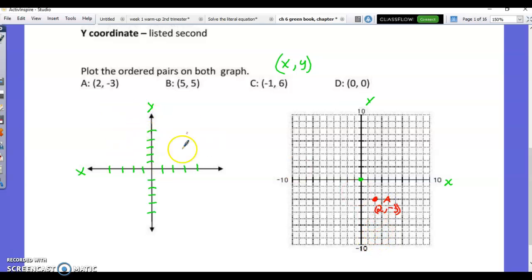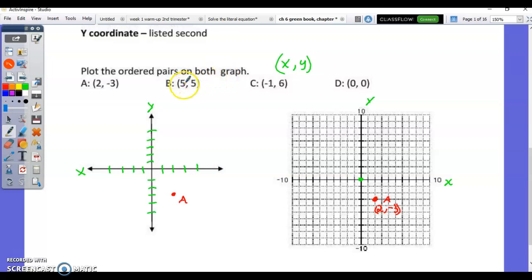All right, if I'm going to do it over here on just the freehand version, so I go 2 and then down 3, eyeball it, get it as close as you can, and we can label that as A. Okay, so go ahead and pause here, try to label the other ones.